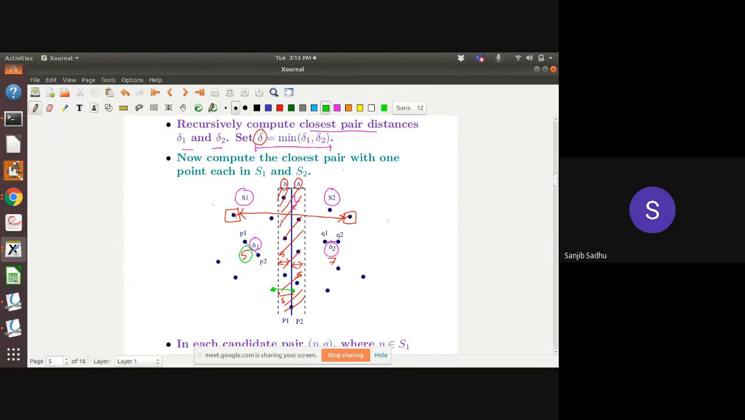Please see, there are three possibilities. Either delta 1 is the minimum, or delta 2 is the minimum, or the distance between two points, one of which lies in S1 and one in S2, may be the minimum. But in the third case, those two points should come only within this strip. Because if you take any point outside these strips and another point inside, their distance is greater than the minimum of delta 1 and delta 2. Is it clear now? Yes or no? You just tell me.